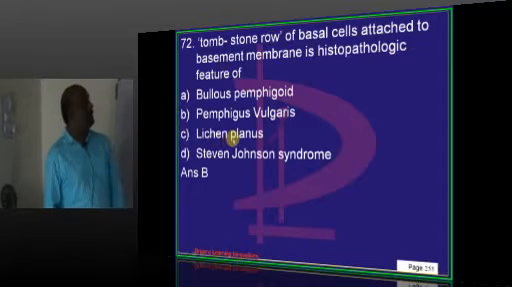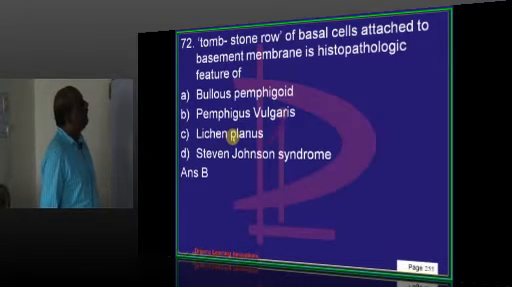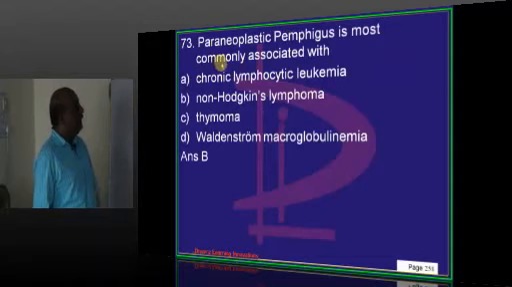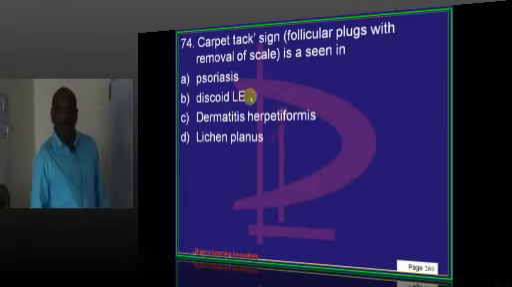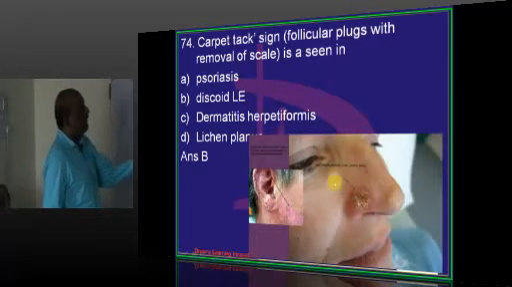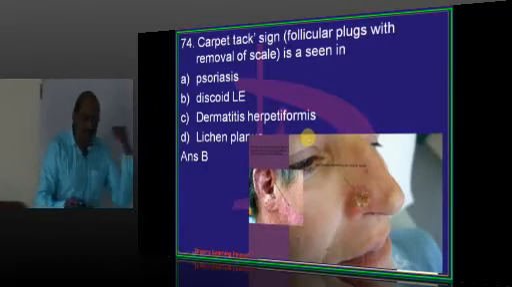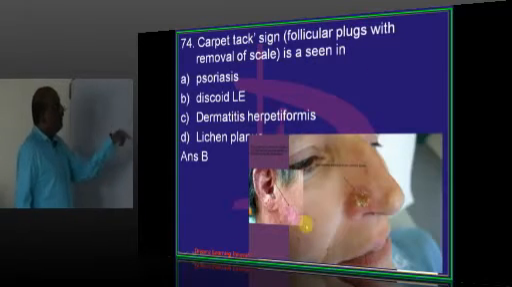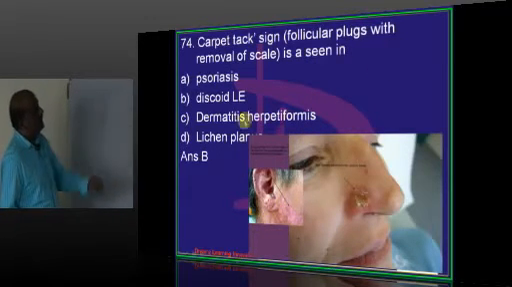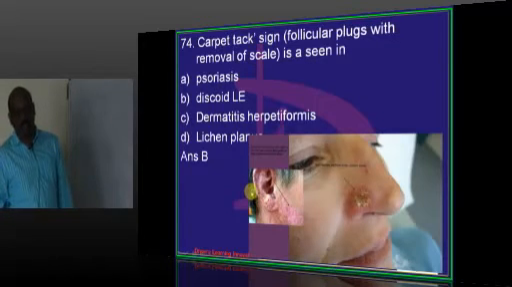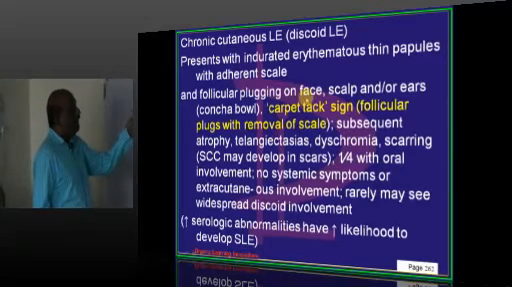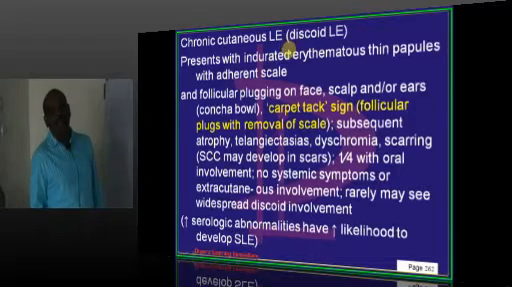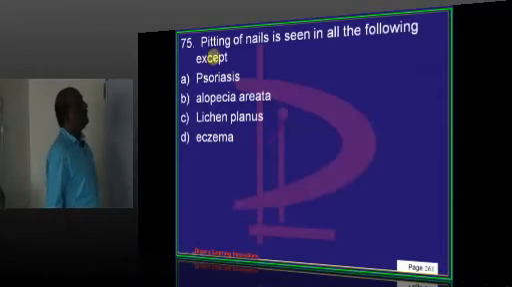Tombstone row appearance of the basal cells, we have already discussed, is seen in pemphigus vulgaris. Paraneoplastic pemphigus is commonly associated with non-Hodgkin's lymphoma. Carpet tack sign, we have not seen yet. If you raise the carpet, follicular spikes will be seen with the removal of the scale; that is called carpet tack sign. It is a feature of discoid lupus erythematosus. Carpet tack sign and follicular plugging on the face, scalp and ears, called the Kon-cus bowl, are all features of cutaneous discoid lupus erythematosus.